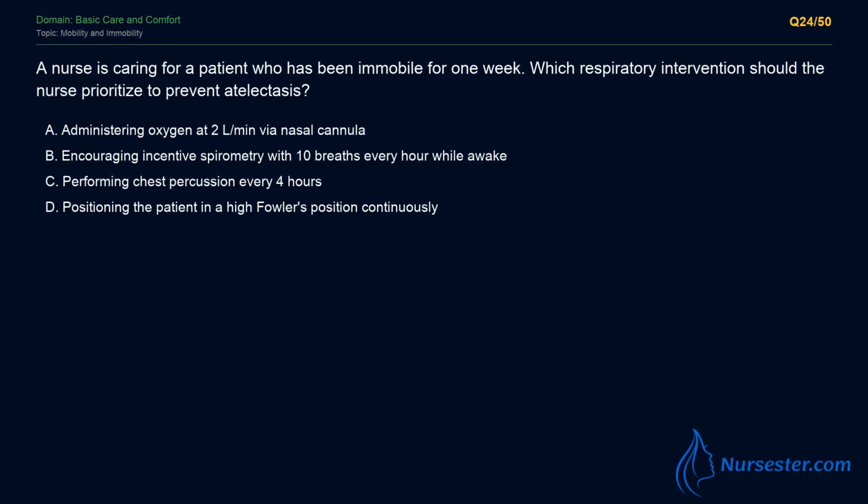Question 24. A nurse is caring for a patient who has been immobile for 1 week. Which respiratory intervention should the nurse prioritize to prevent atelectasis? Option A. Administering oxygen at 2 liters per minute by nasal cannula. Option B. Encouraging incentive spirometry with 10 breaths every hour while awake. Option C. Performing chest percussion every 4 hours. Option D. Positioning the patient in a high Fowler's position continuously.